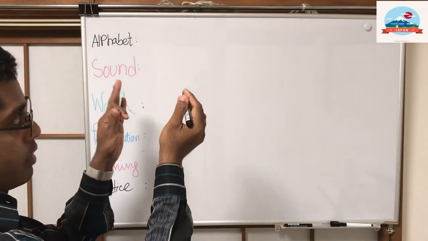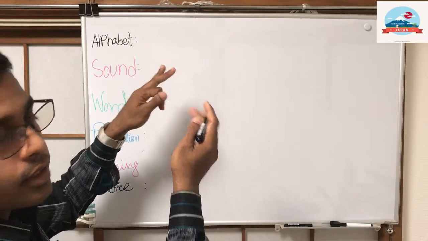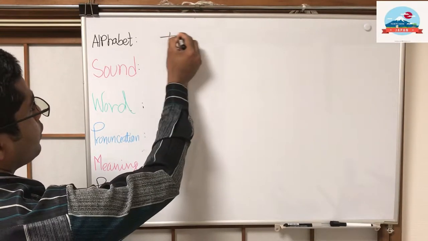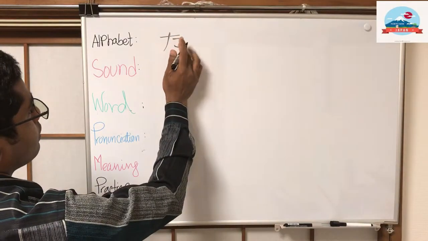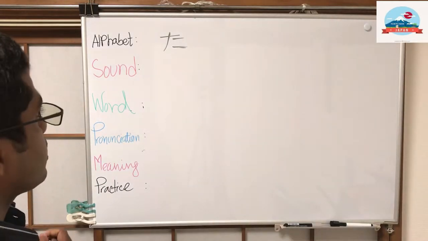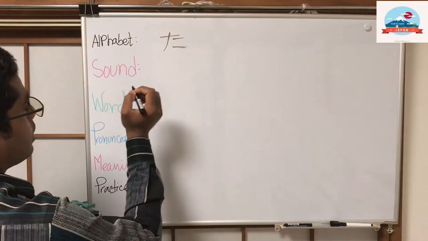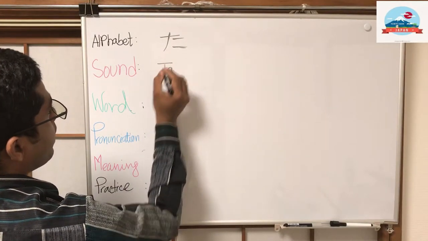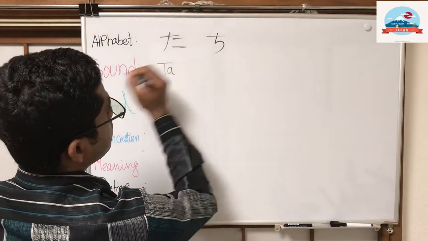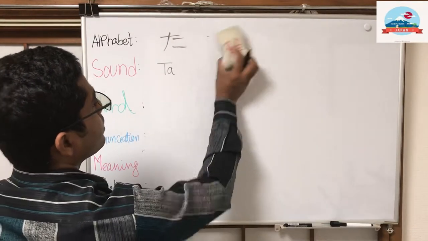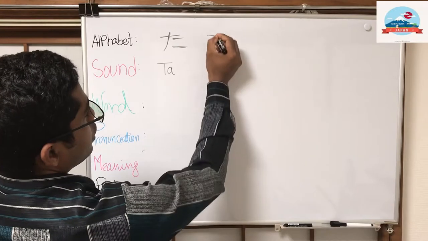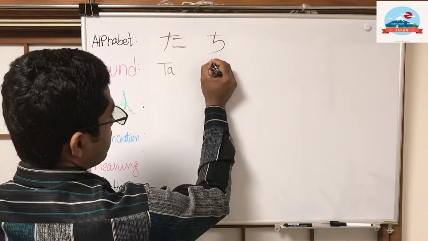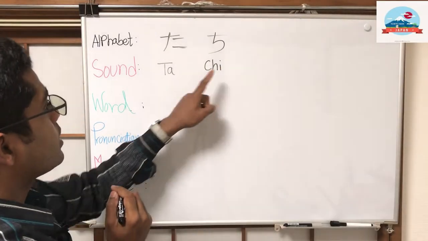First, please see attentively the writing style, okay? 1, 2, 3, 1, 2, 3, 4. This writing style, okay? Four strokes. This sound is ta. Okay, ta. Then we will go. Okay, please see again. 1, 2, 3. This is three strokes. This sound is chi. Ta, chi.